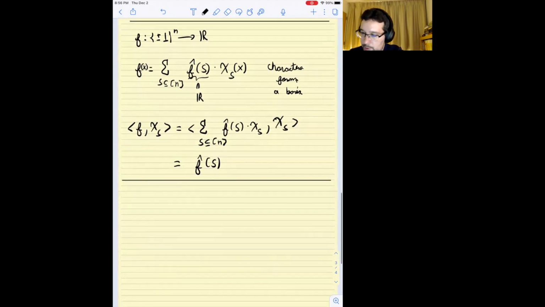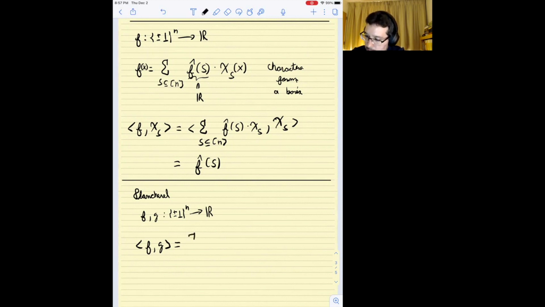So one property is called Plancherel. In this form, it's just a fancy way of evaluating inner products. So suppose that, as before, we have two functions from the Boolean cube to the reals, f and g, and you'd like to compute their inner product. The claim, this is Plancherel, is that this is simply the summation over all sets S of the product of their Fourier coefficients.